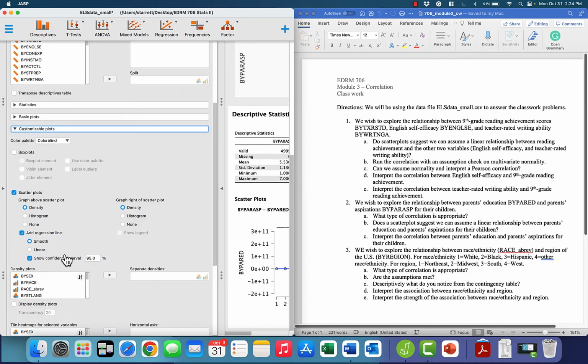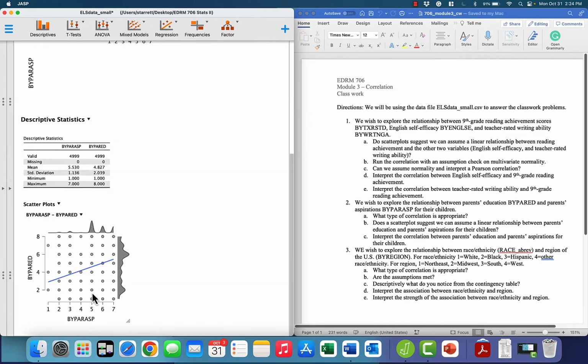That is not what we're looking for. So here, unfortunately, the scatter plot with ELS data is hard because there are so many data points. And again, these are ordinal, right? So we only have possible options up to 7 for the aspirations and up to 8 for the parent education. And so it's really hard to see because we're not seeing the density on these possible outcomes. But we are able to put a linear line on there.